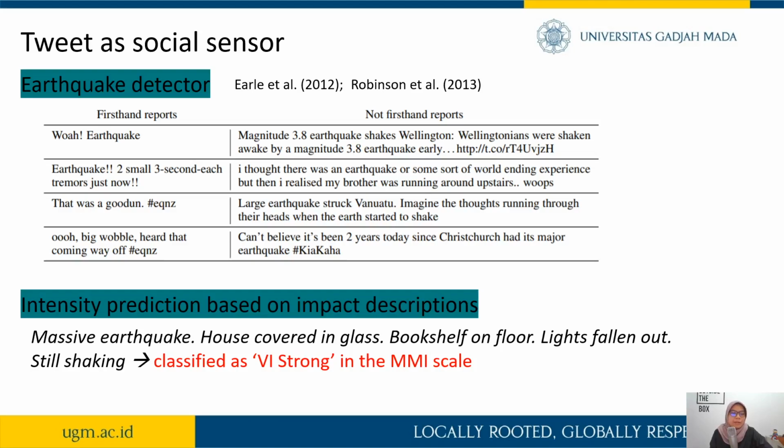So usually when people tweet about a disaster, they're not just tweeting about the disaster itself, but also the impact of the disaster, probably towards the infrastructure. So for example here, the example tweet post can be classified as 6 strong in the MMI scale.